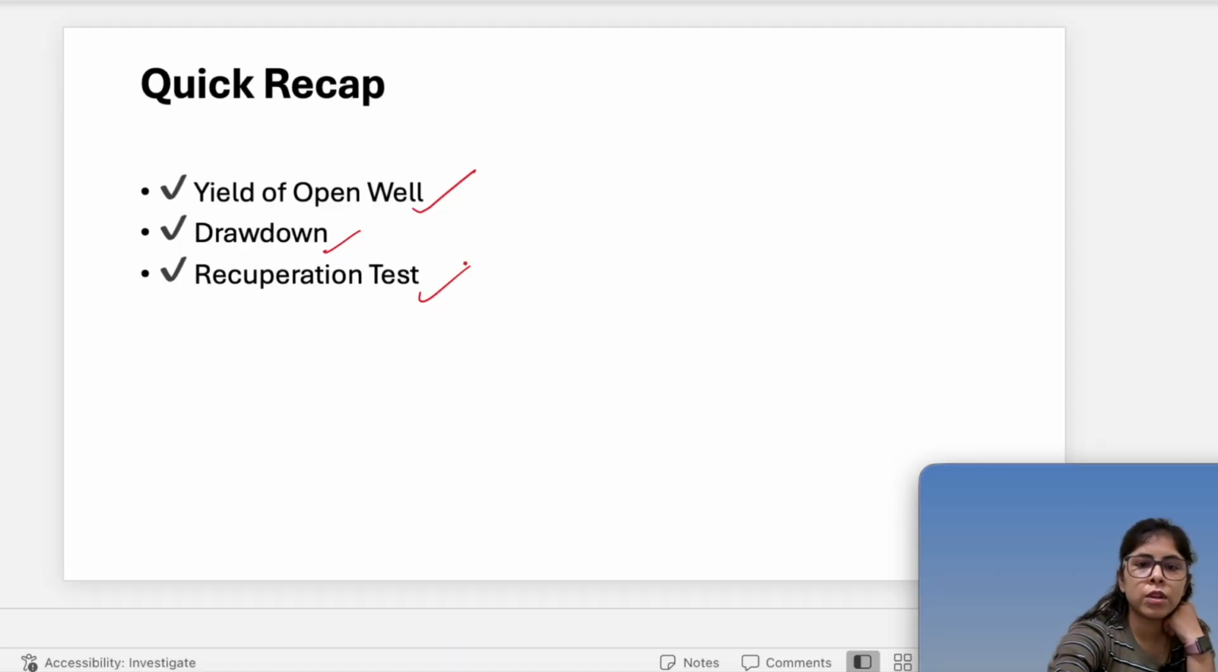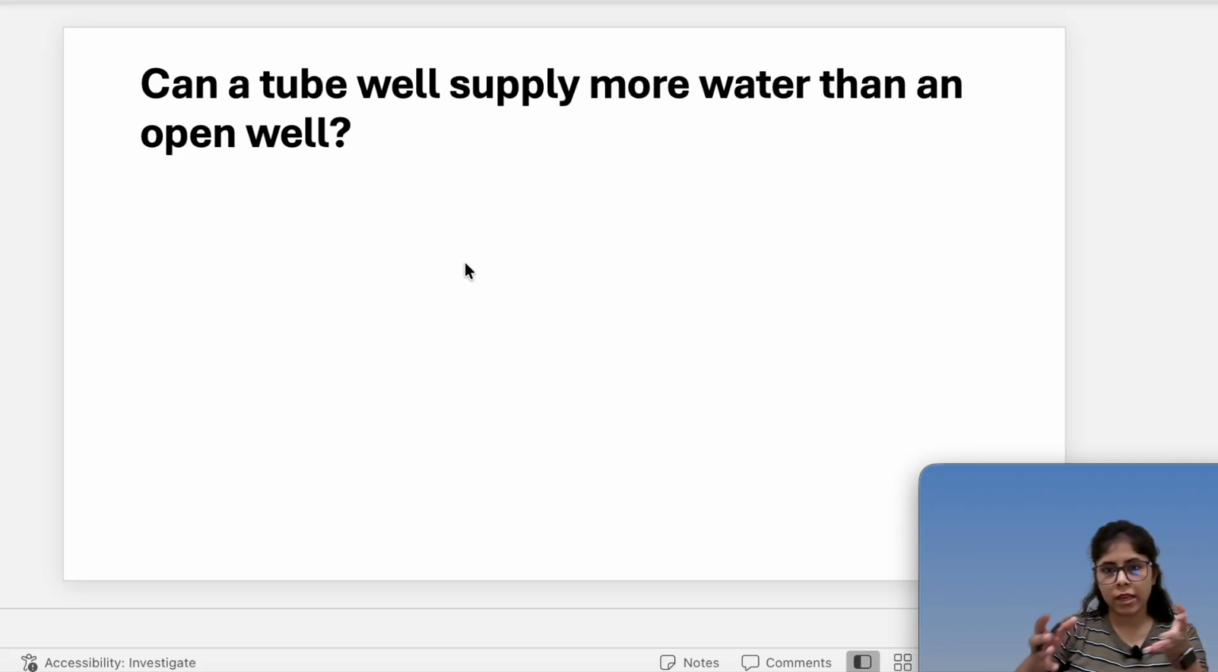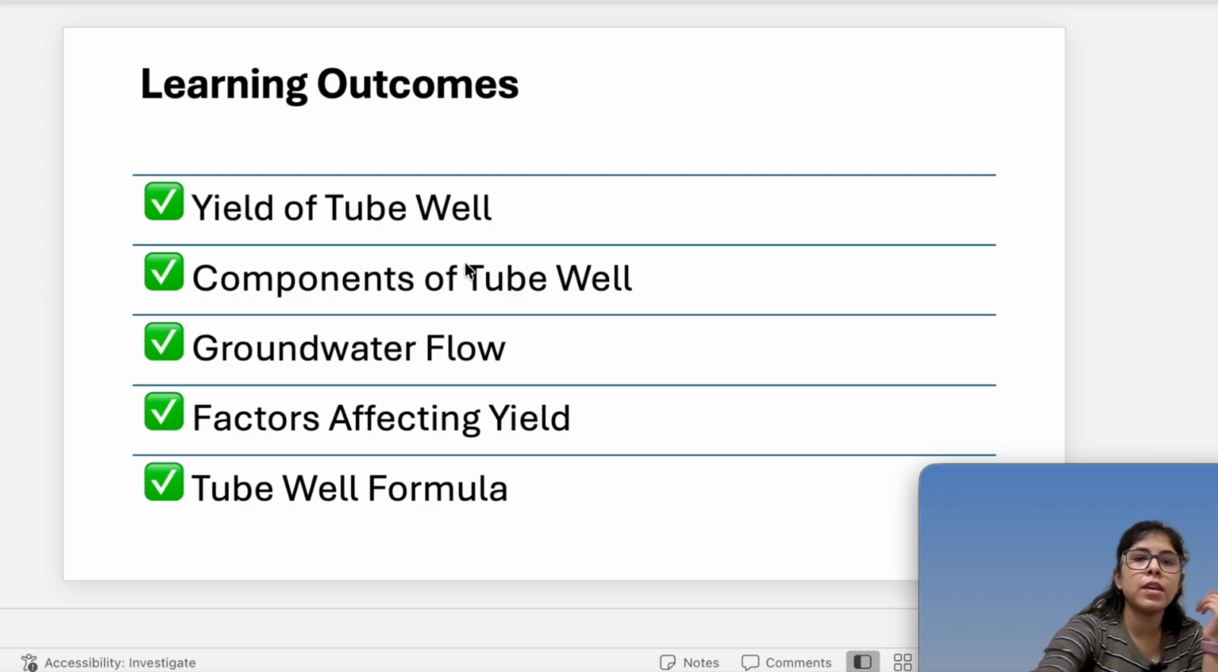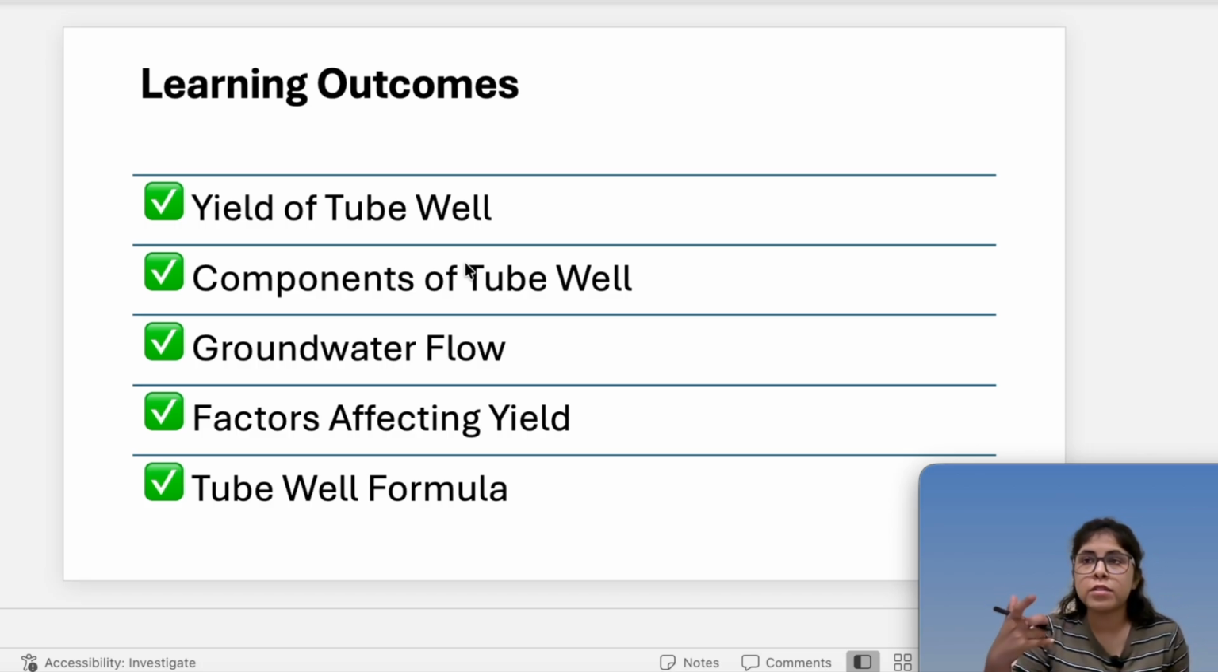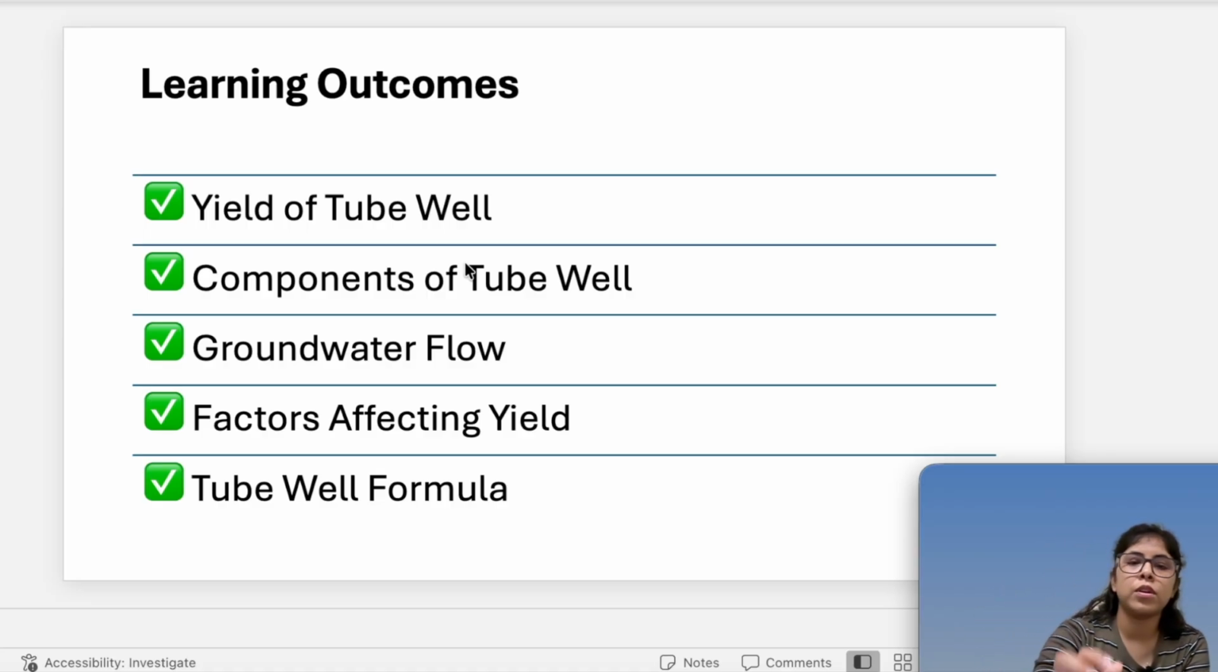What we are going to study today is, the question is, can a tube well supply more water than an open well? Is this true? Can it happen? The answer is yes. And how? For that we are going to see the tube well yield. With that we will be able to understand that yes, it provides more discharge, and how it is doing that we are going to see.